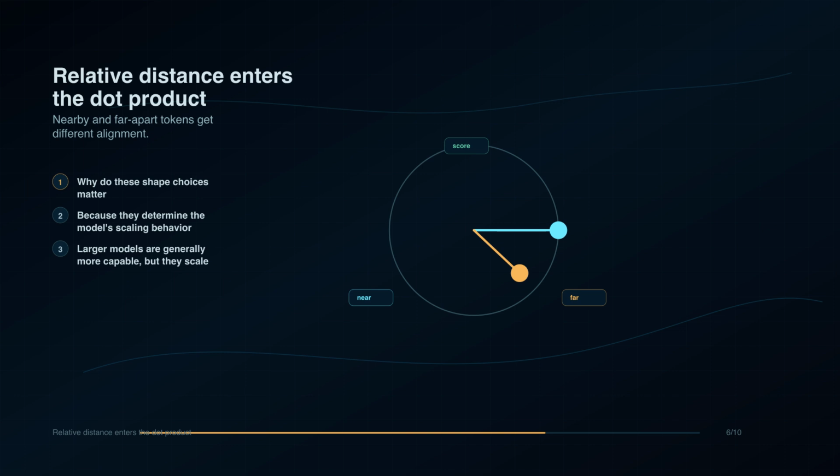But the convergence also raises questions. Are we stuck in a local optimum? Could radically different shapes work better for different tasks? Not all models follow the same template.